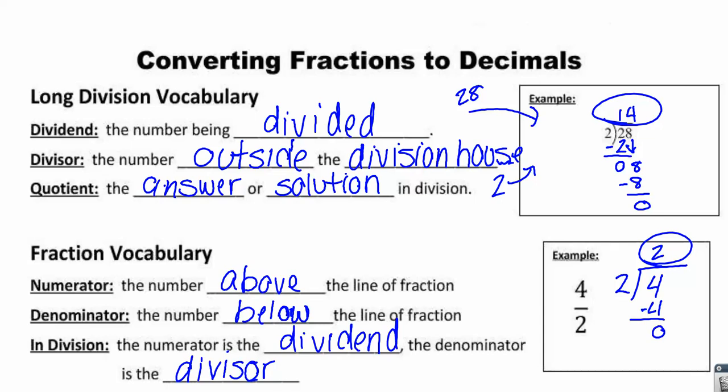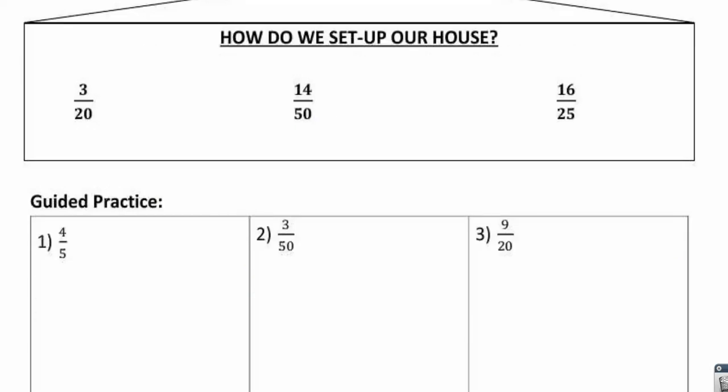So let's practice setting up those division houses. For the first one, 3 is going to go inside, 20 goes outside. Top dog in the house is how we remember it. So if you need to write a note, top dog in the house.